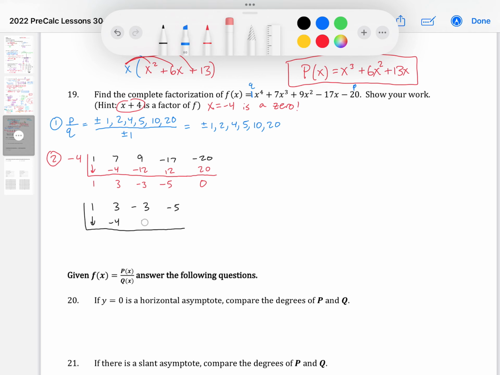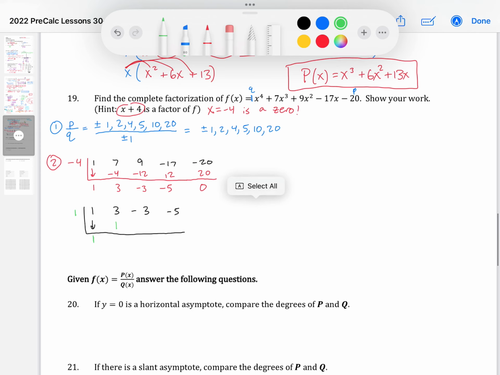So at this point, I'm going to say, okay, let's go to the beginning of our list, and now I'm going to try +1. So if I try 1, I'll still bring down that 1, and I get this. And if I use 1, I get a remainder of -4. So +1 didn't work. Let's try making it a -1 and reworking this process.